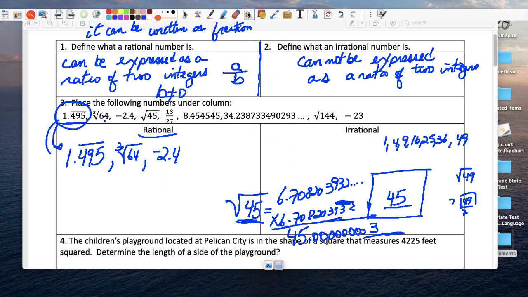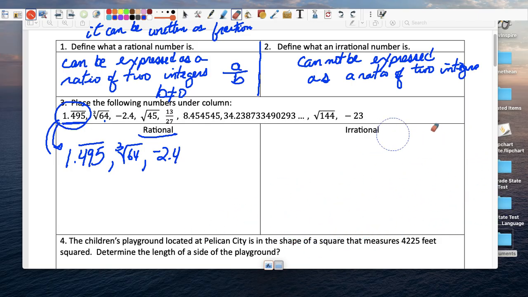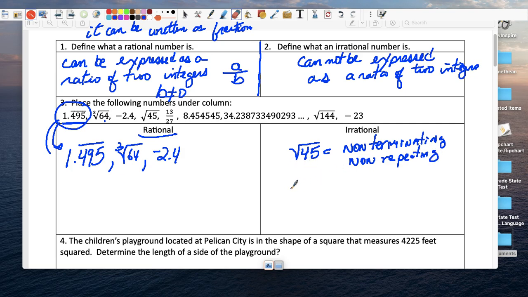So the square root of 45, number one, is not a perfect square. It's a non-terminating decimal, meaning a decimal that goes on forever and ever. Does it repeat? No, it's non-repeating. So it's two things. And I can't write 6.708203932 dot dot dot, because it goes on forever. I don't know what the last place value is.